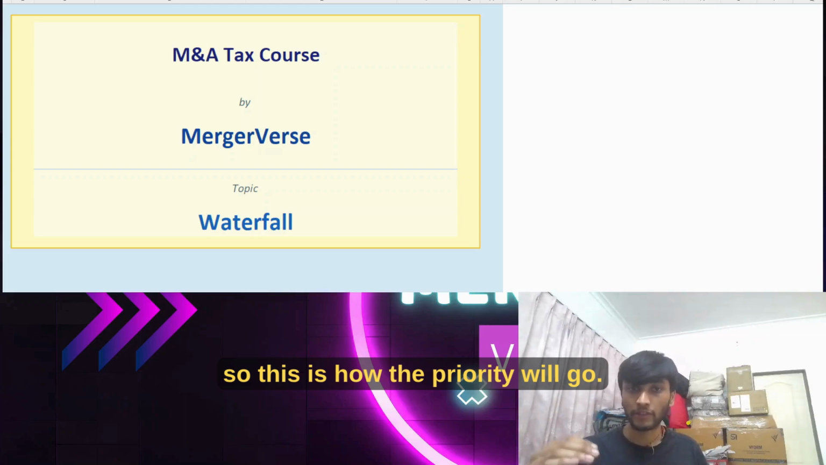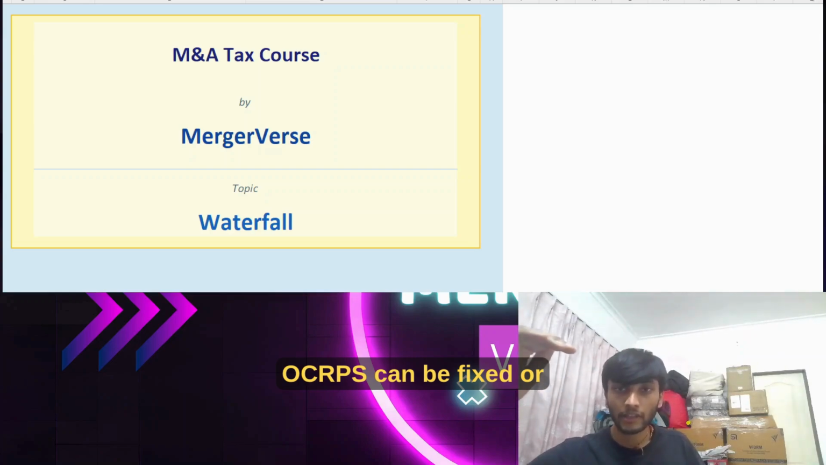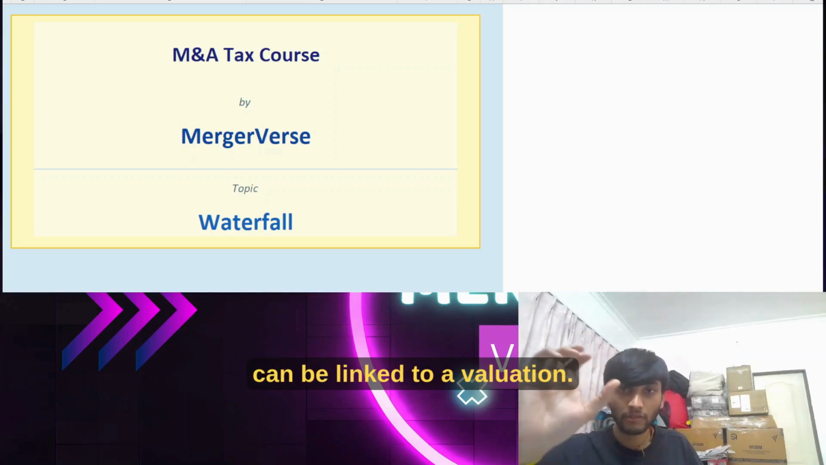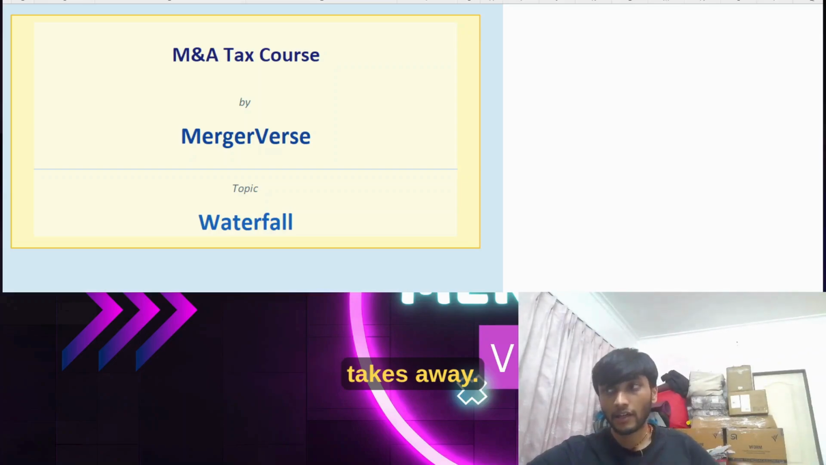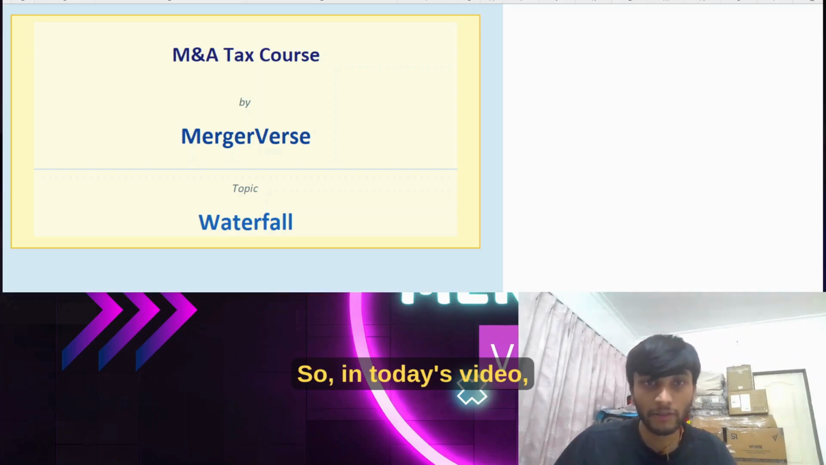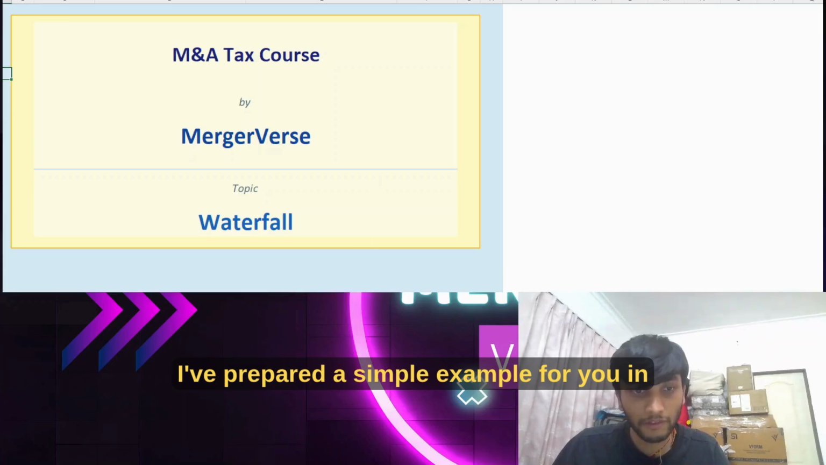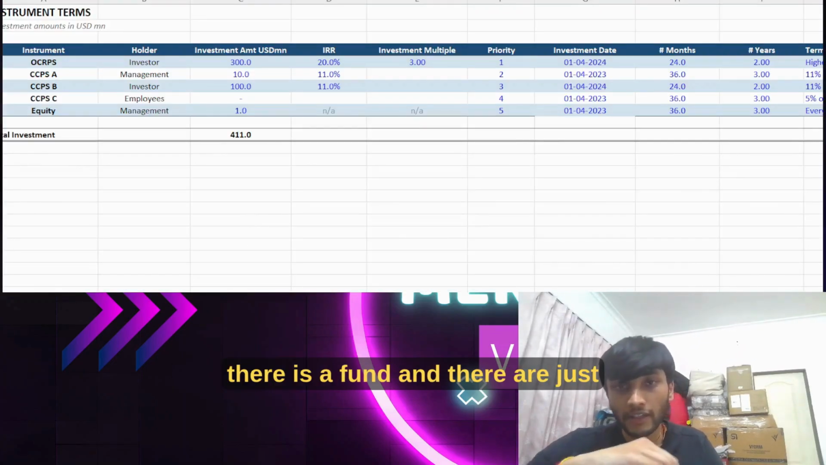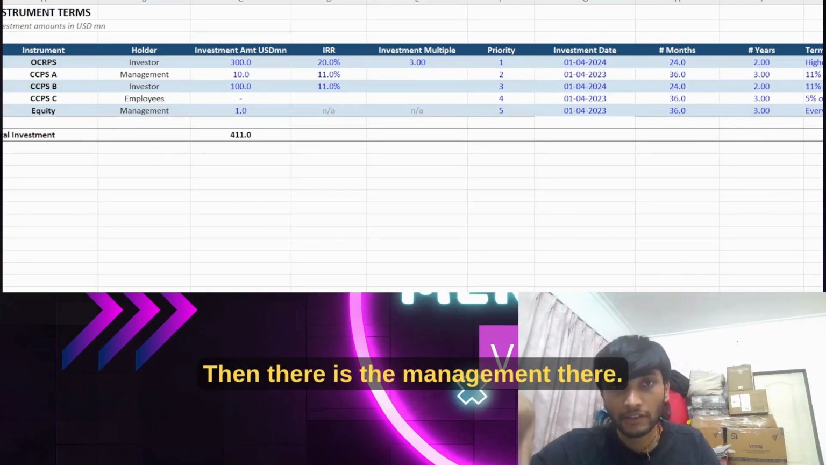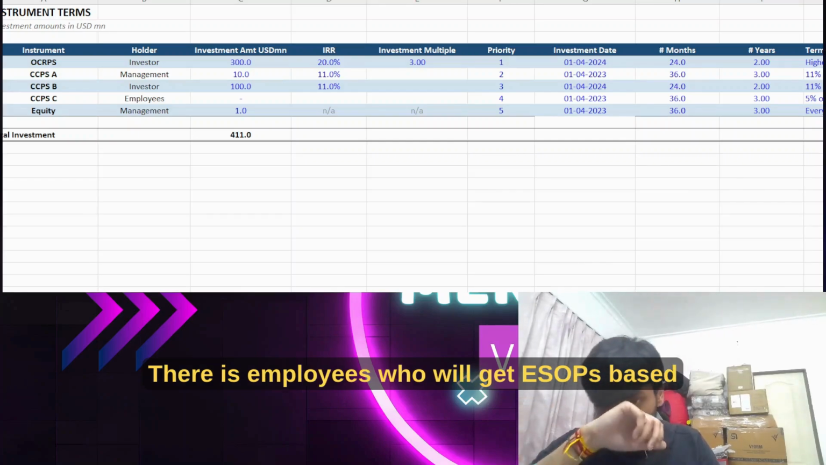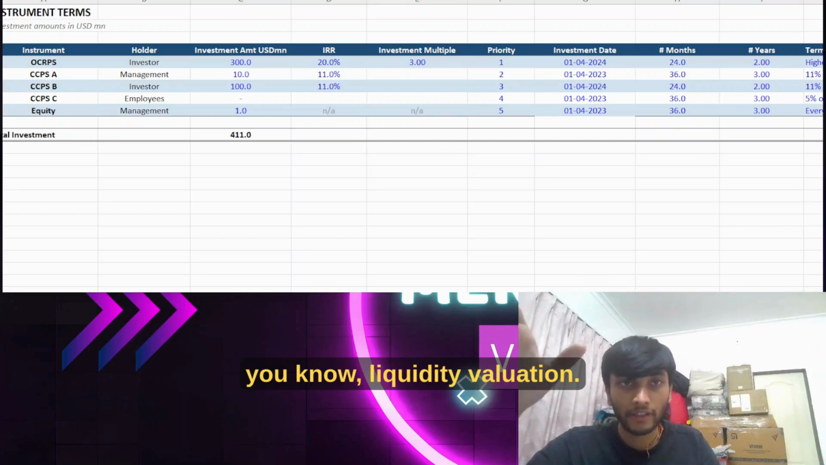So this is how the priority will go, and in general the return on CCPS and OCRPS can be fixed or can be linked to a valuation, whereas equity return will depend upon whatever the valuation is and whatever everyone else takes away. So in today's video we'll take a look at an example. I've prepared a simple example for you. In this scenario, there is a fund and there are just three parties to whom the return has to go: an investor, the management, and employees who will get ESOPs if the fund gets the desired liquidity valuation.